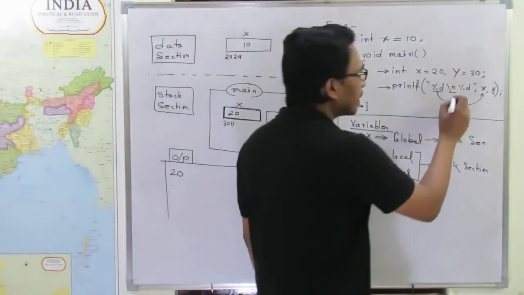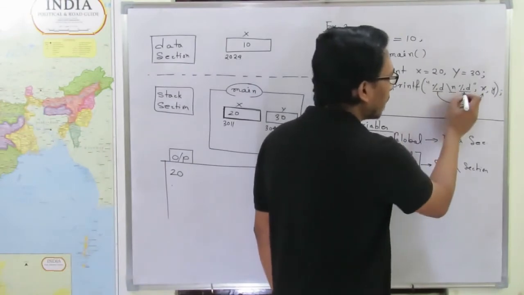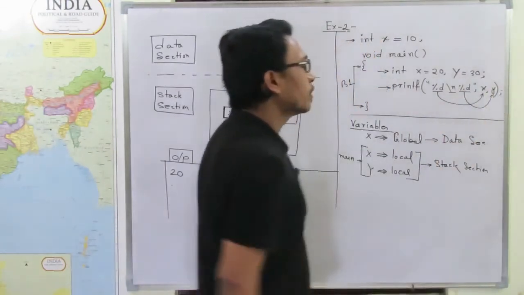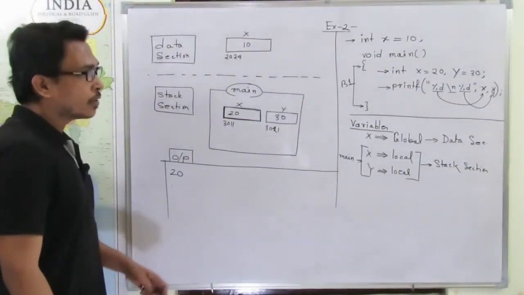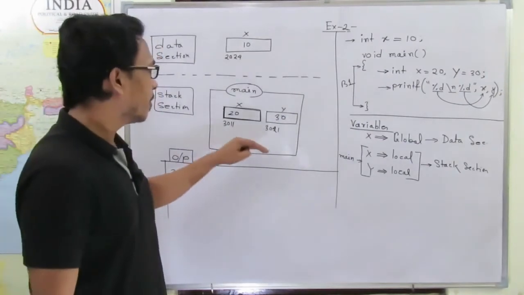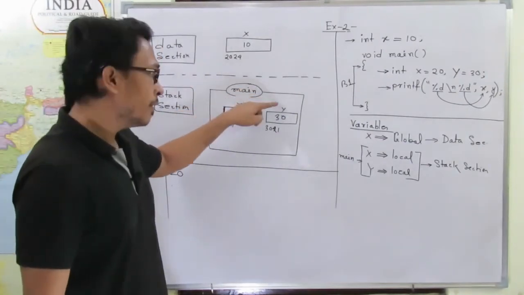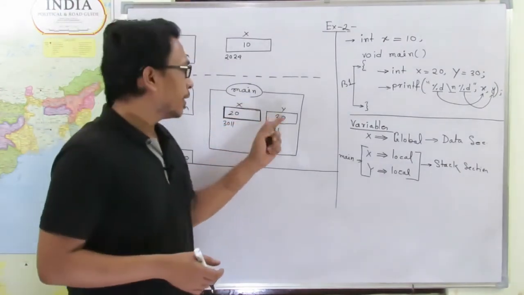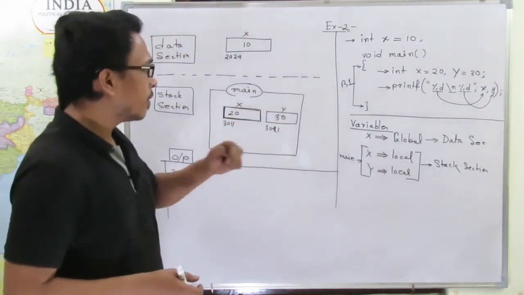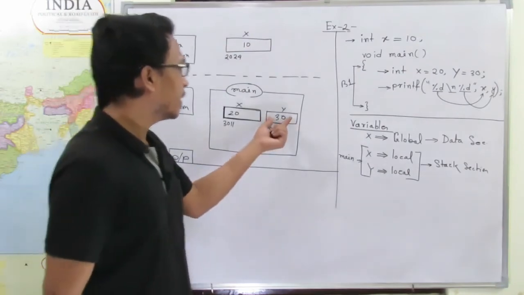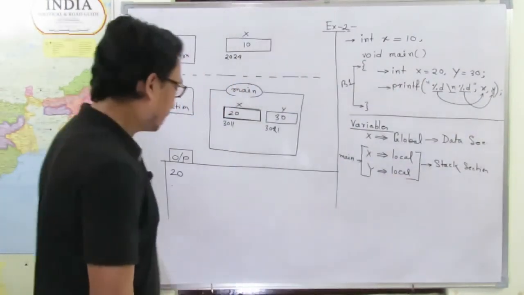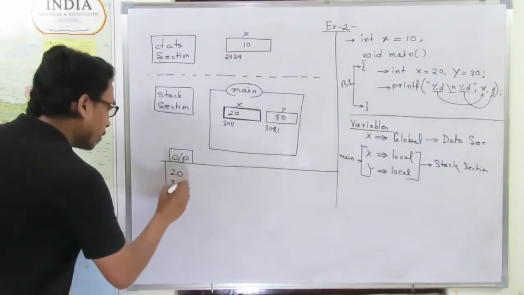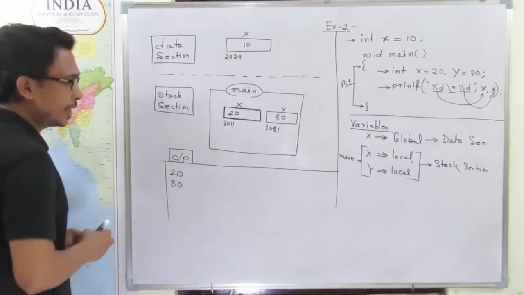Now the next instruction is again %d, and now the variable is y. So again the system will search for y inside the main block, and the system finds that the y variable is declared inside the main block itself. So it will get the value from y. What is the value here? The value here is 30, so it will display 30. Now we get the value 30 here.